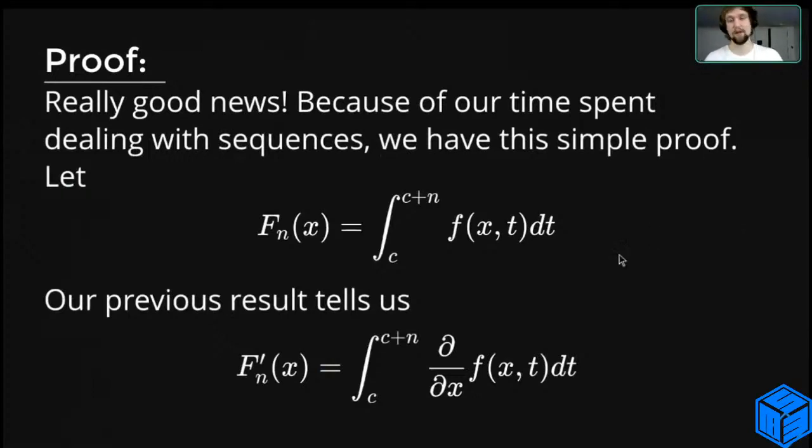So our previous result works for integrals over finite regions. If C and C plus n are both less than infinity, we have regular definite integrals, then we can just differentiate like this. And so what I talked about earlier, this business of maybe after pushing n to infinity, we can compute the integral from C to infinity, the derivative of that, by studying the sequence of derivatives.